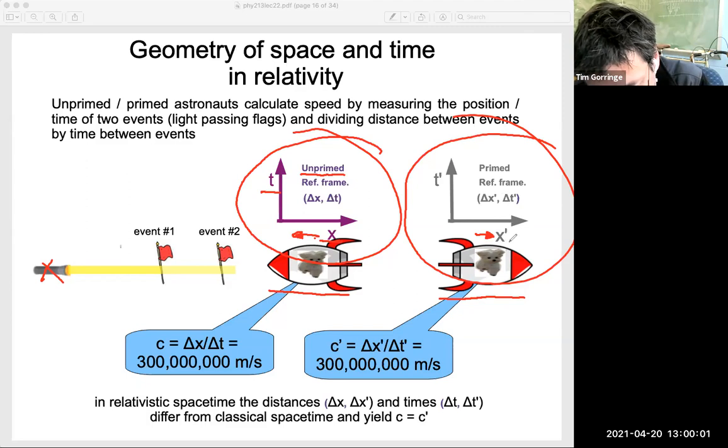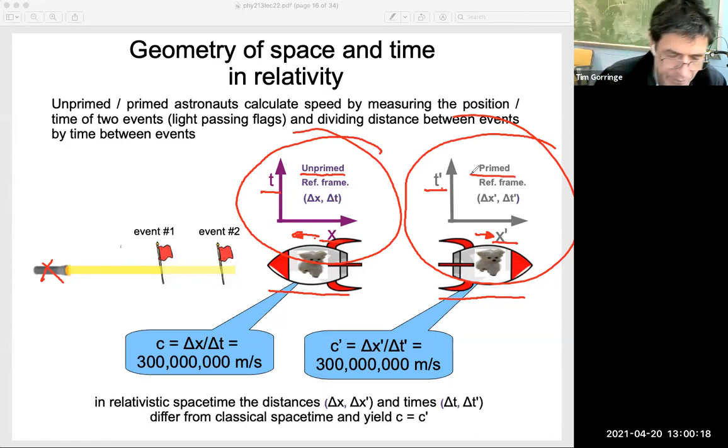And then similarly over here on the right, this is the second observer's reference frame. We're going to label their spatial coordinates x prime, their time coordinates t prime. If they measure lengths, they're going to be delta x primes. Measure time intervals, that's delta t primes. And so that's the prime reference frame.